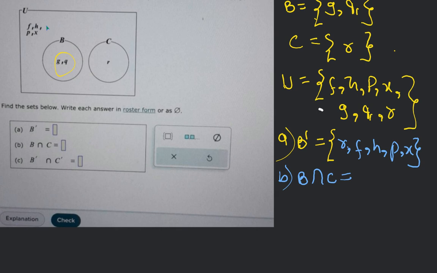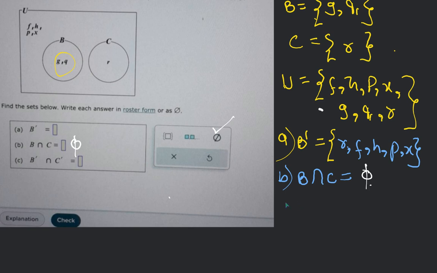No, actually, intersection means the elements which are common in both of them. If you see that the two sets don't have anything in common, in that case this is called a null set. We write it as phi. This is also called a null set, meaning a set having no element in it.